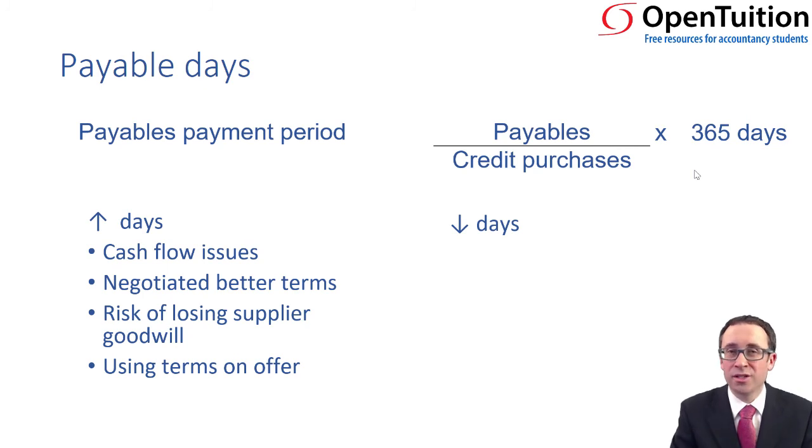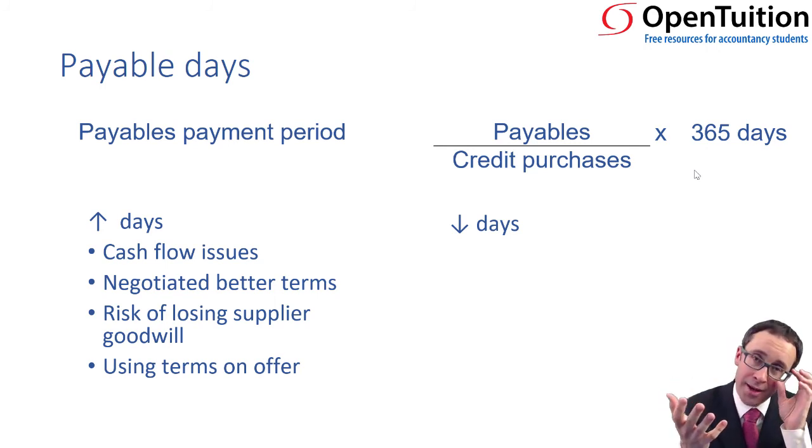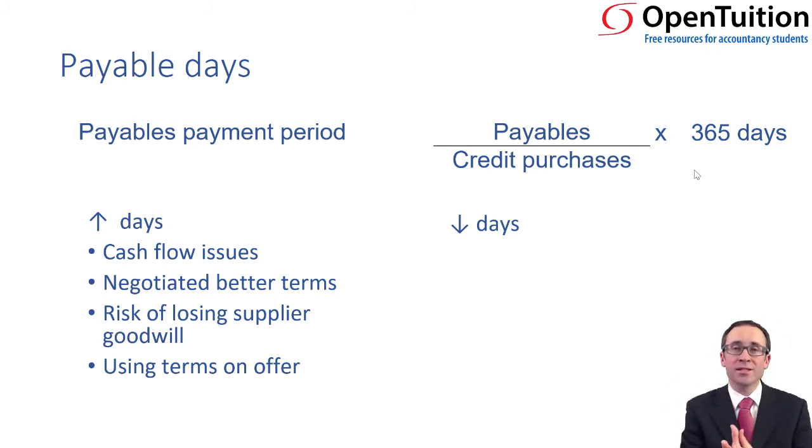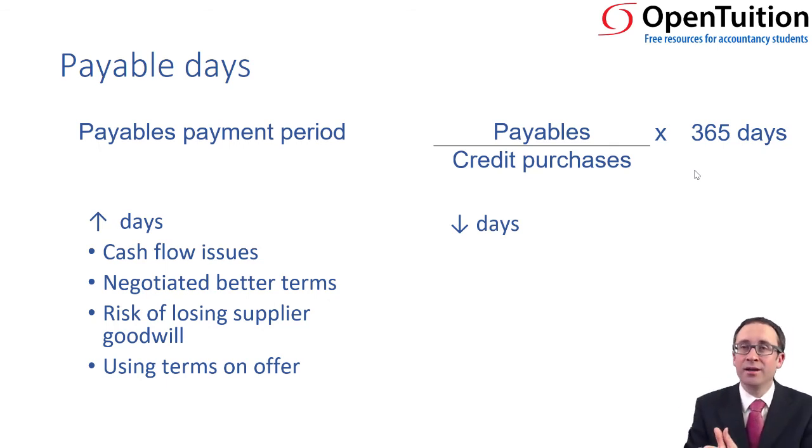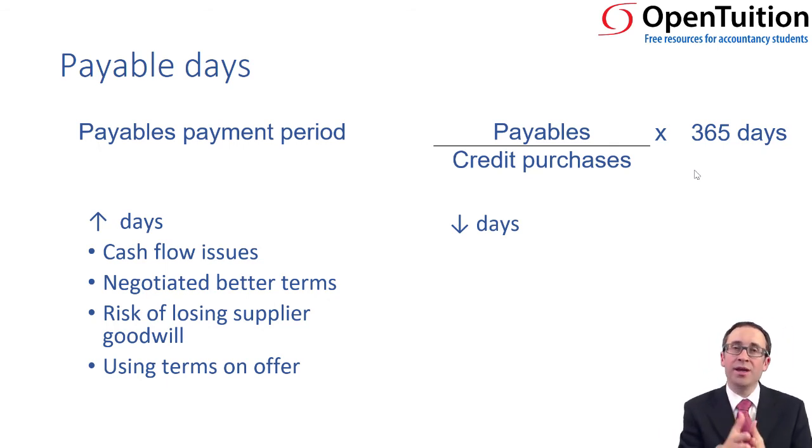Or maybe you just decided to use the terms on offer. Maybe you had 30 days and you're paying on 20 days. Well, why pay in 20 when you've got 30? Extend your credit period. Take advantage of that free period, that extra 10 days, with no risk of losing your supplier goodwill. And because there are no cash flow issues, you're just using the terms available to you, and therefore keeping that cash back within your business and reducing your overall working capital cycle. So, 99 times out of 100, an increase in the payment period is a negative sign, but it can be seen as a good thing if you're just using the terms that you have available.